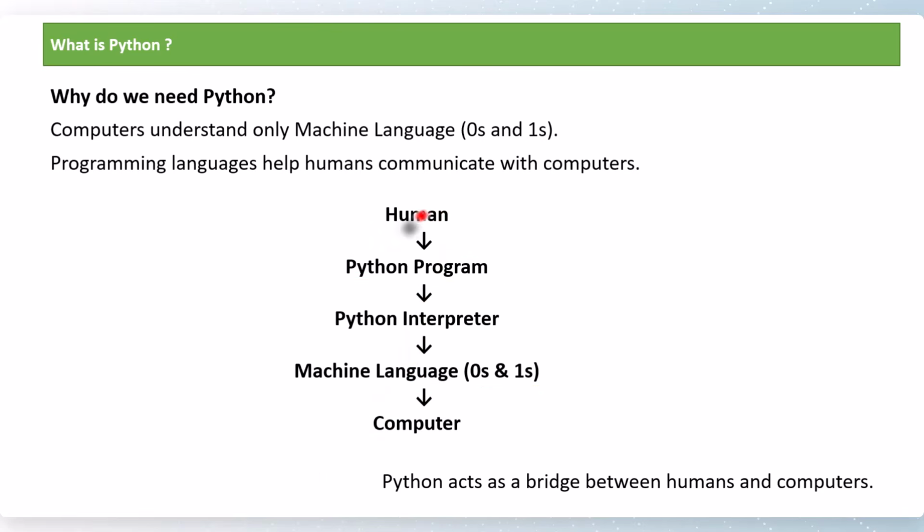So you can notice that human cannot understand the machine language. That's why human is going to write the program. Then that program will be given as input to the interpreter, and the interpreter is going to translate this program into machine language, and the computer can take this machine language and it is going to execute line by line. Here you can notice that Python acts as a bridge between humans and computers. The programming language, especially the Python interpreter, is going to help us to translate our program to the computer.